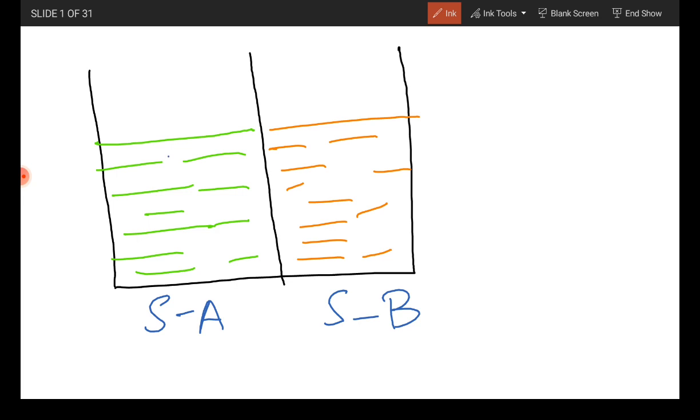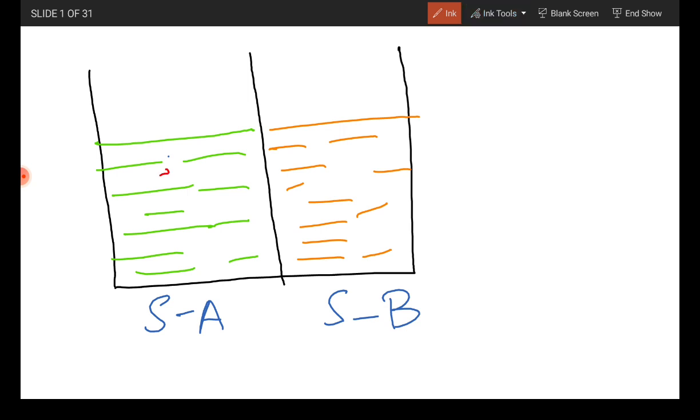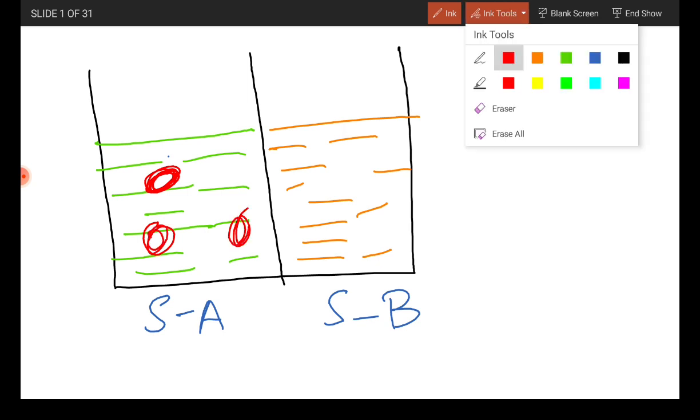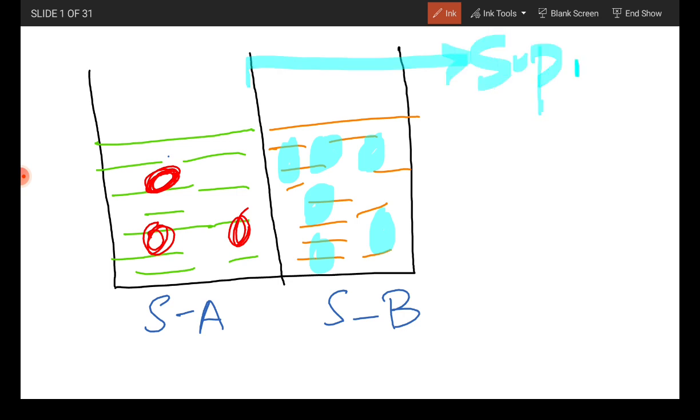Solution A has solute molecules 1, 2, 3. Solution B has solute molecules in blue color. Let's see what happens during diffusion. This is the semi-permeable membrane.